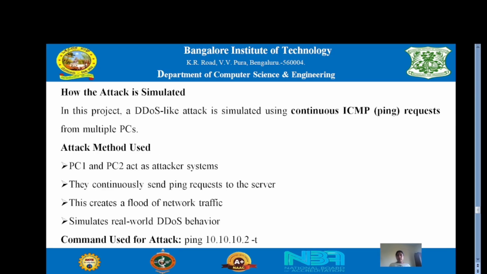Now here I explain how the attack is simulated. In this project, a DDoS-like attack is simulated using continuous ICMP, that is ping requests, from multiple PCs. PC1 and PC2 continuously send ICMP packets using ping requests, and the server receives a large number of requests, and this creates DDoS-like traffic. The purpose is to observe network congestion.